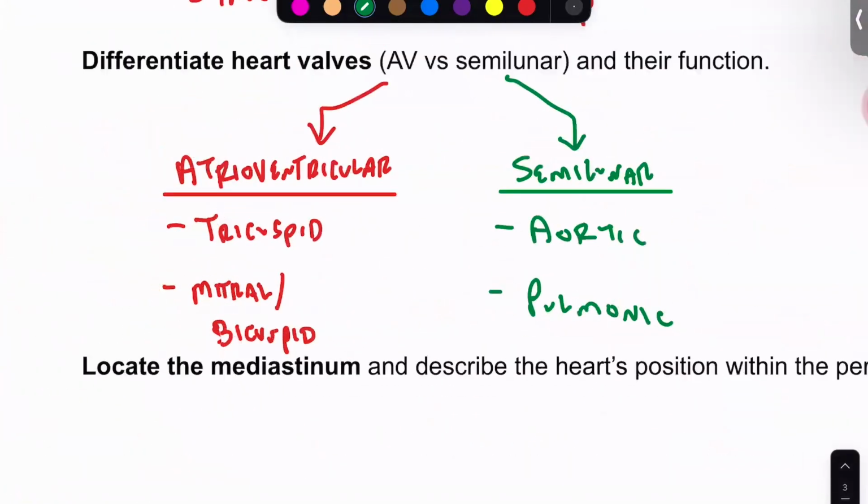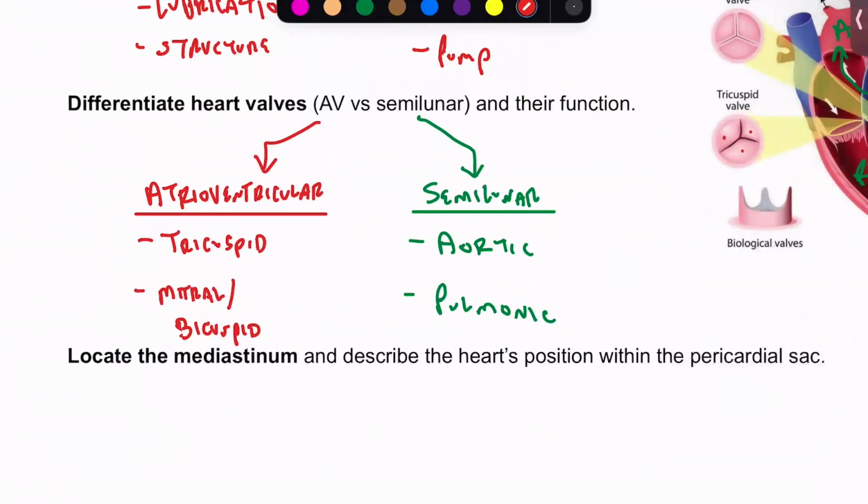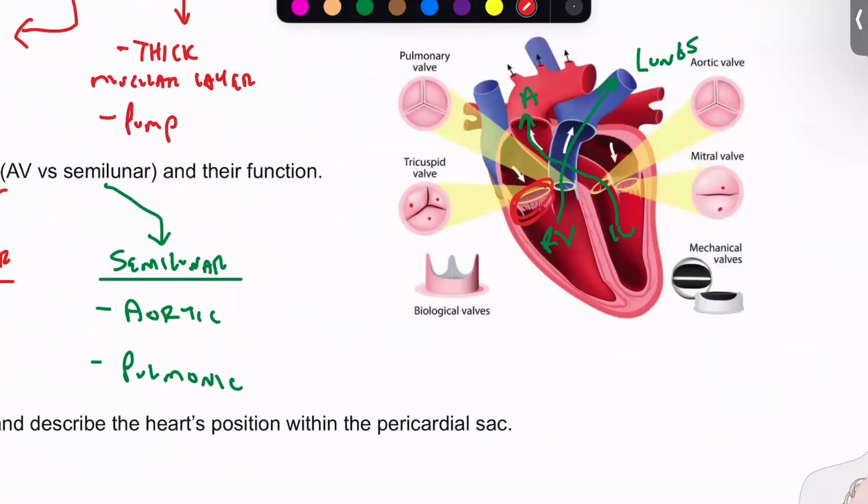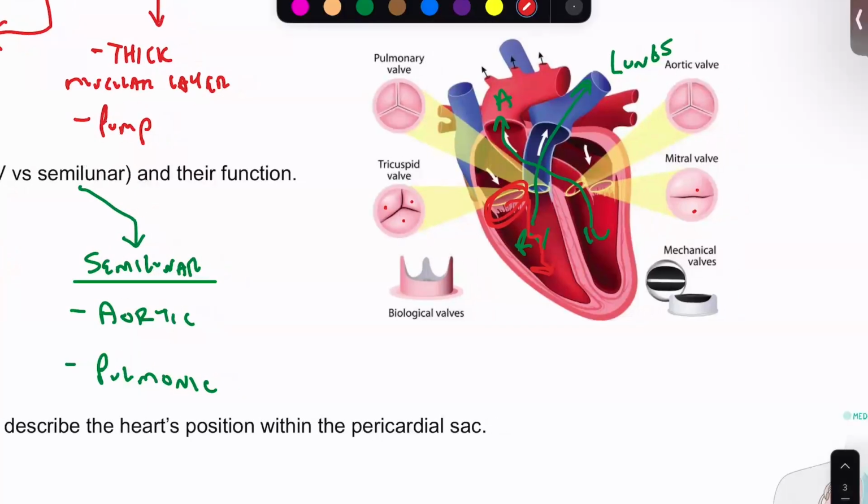Okay. And so as far as functions for these, the function of the AV valves is to open during ventricular filling, also called ventricular diastole, because we want to have the valve open. We want to have this valve open whenever we're trying to get blood to the right ventricle or the left ventricle. If that was closed, we wouldn't be able to do that.